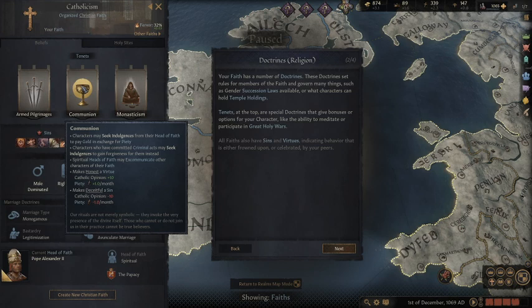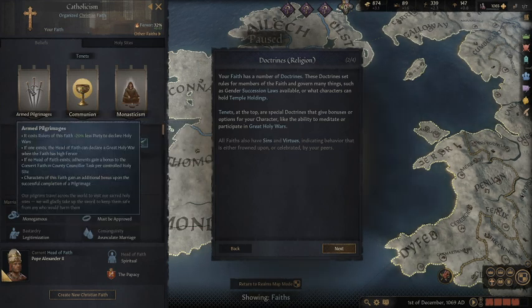It makes honest a virtue: Catholic opinion plus 10, piety plus 1 per month. It makes deceitful a sin: the inverse of the bonuses for the virtue. Our rituals are not merely symbolic; they invoke the very presence of the divine itself. Those who cannot add or do not join earnest in their practice cannot be true believers.